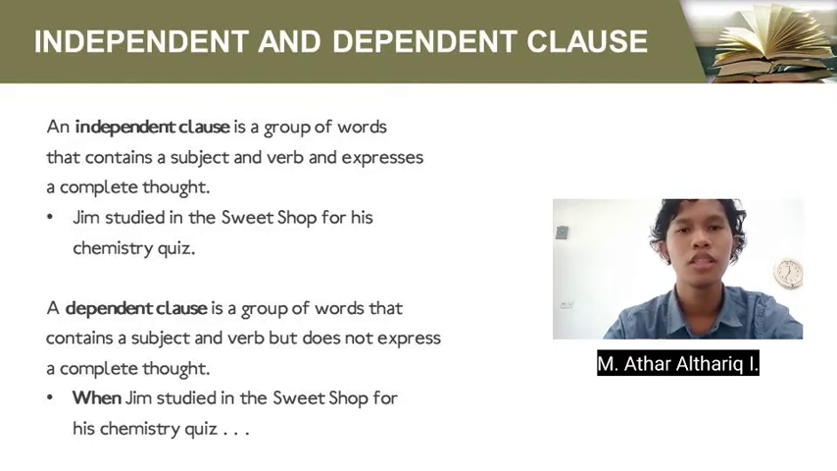The example is: when Jim studied in the sweet shop for his chemistry quiz. What happened when he studied? The thought is incomplete. Dependent marker words are words added to the beginning of an independent clause that make it a dependent clause. If, when, while, after, although are some examples. Okay, I think that's all for my time. Now, let's go back to the moderator.